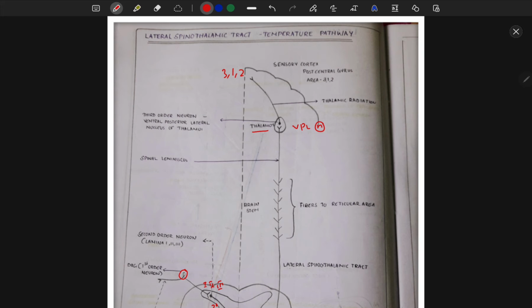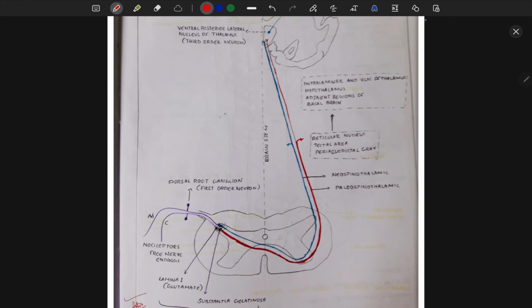So here you can see that while the lateral spinothalamic tract is ascending at the level of brainstem, it gives collateral fibers to the reticular area in the brainstem. The pain sensation is also taken through the lateral spinothalamic tract. So we have nociceptors, free nerve endings. The receptor for pain is a nociceptor, and we have the free nerve ending. So A delta fibers and C fibers. A delta fibers for fast pain and the C fiber for slow pain.